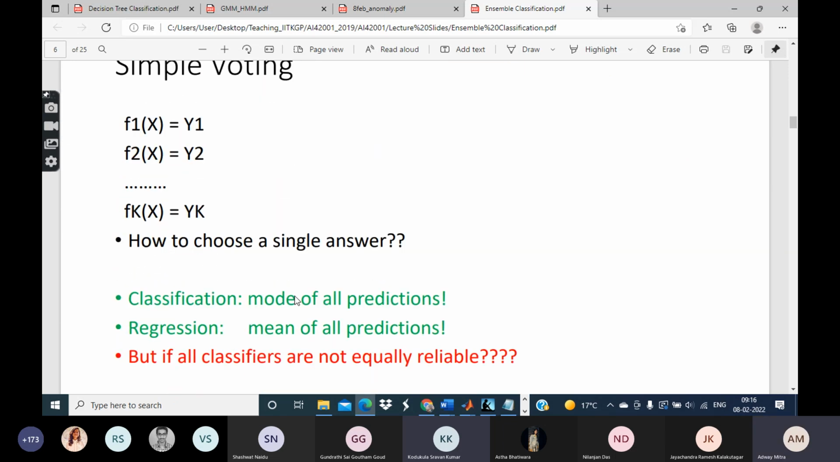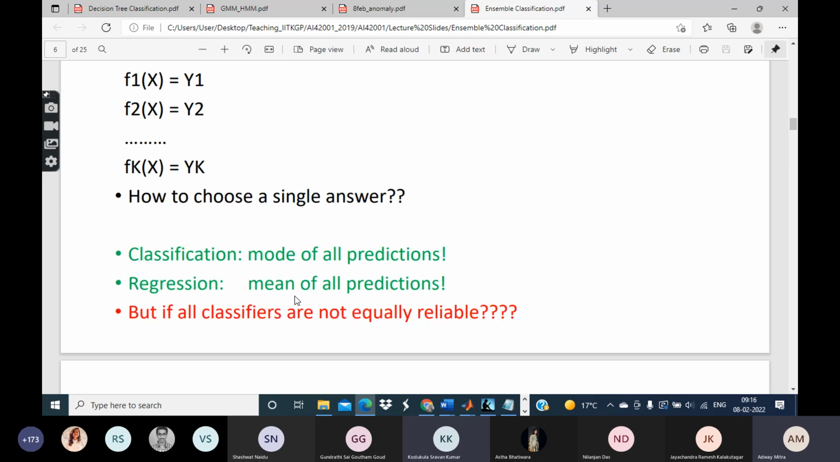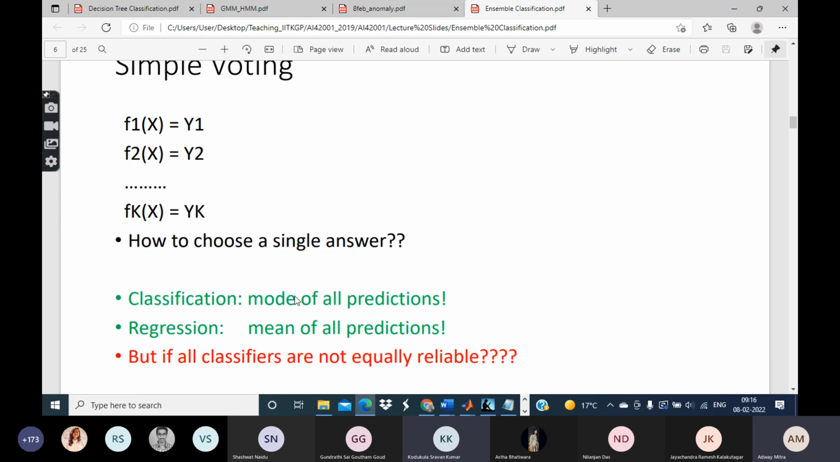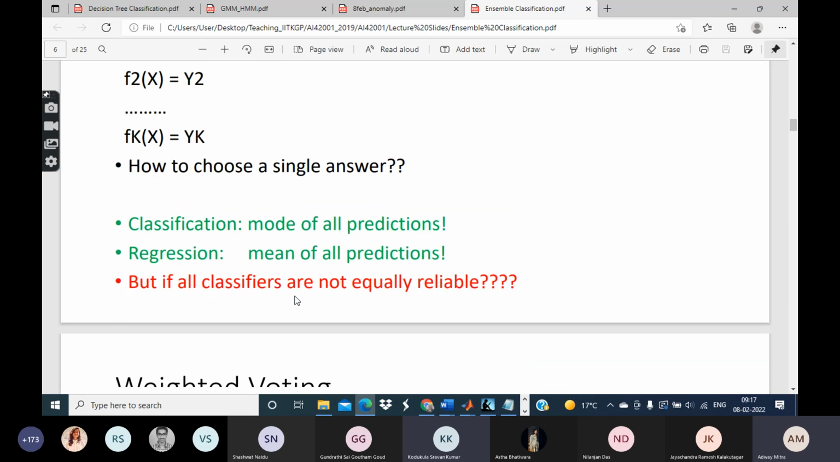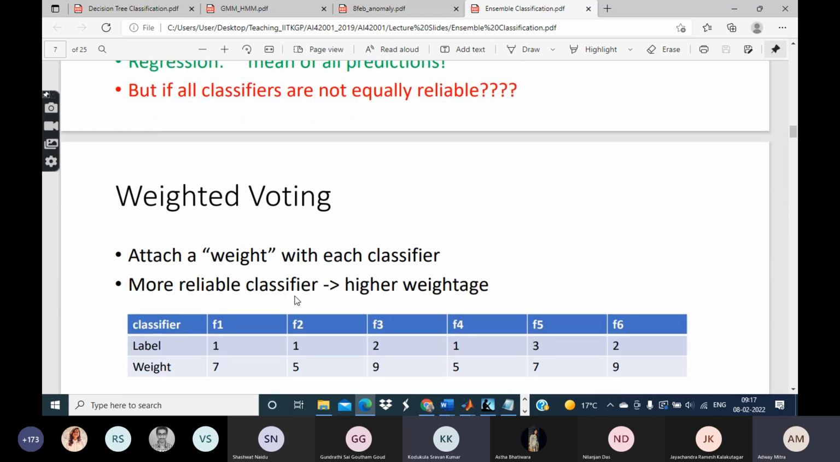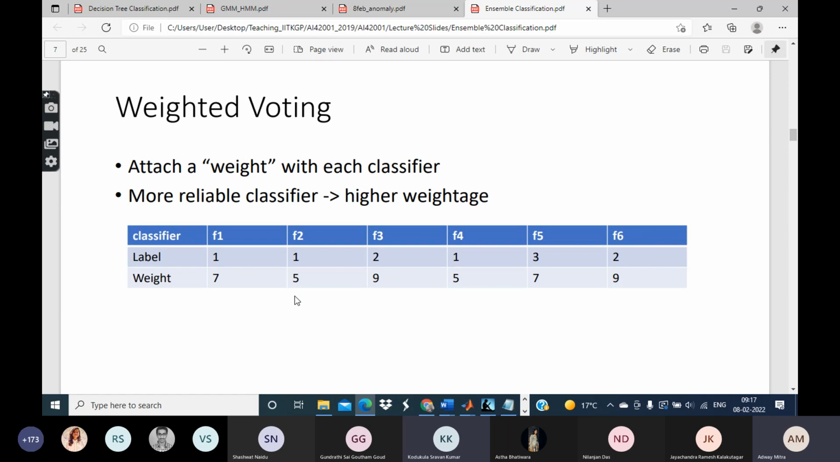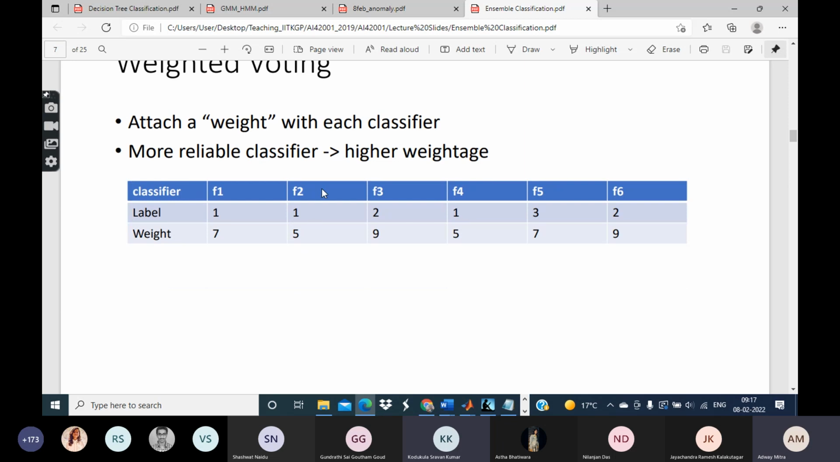Now, why am I saying simple? Because I have given all these classifiers equal weightage. But what if these classifiers are not equally reliable? It's possible that, on the kind of task you are solving, you have found that some are doing better than the others. In that case, you may want to give some kind of weightage to the different classifiers. How those weightages will come, that's a different issue. But as of now, let us say we are associating different weightage to the different classifiers.